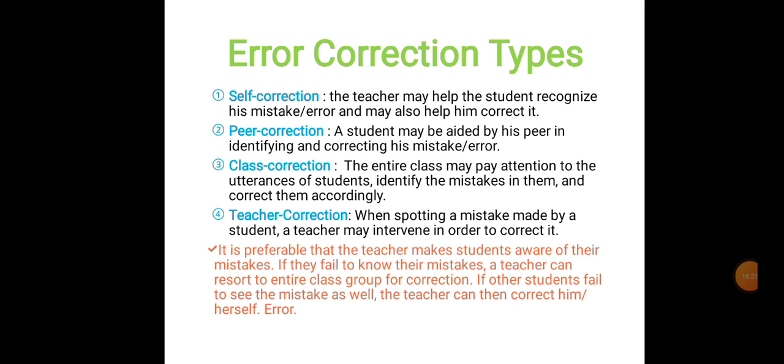This point is very important. It is preferable that the teacher makes students aware of their mistakes. Awareness, consciousness, is very important. If they fail to know their mistakes, a teacher can resort to the entire class group for correction. If other students fail to see the mistake as well, the teacher can then correct it him or herself.